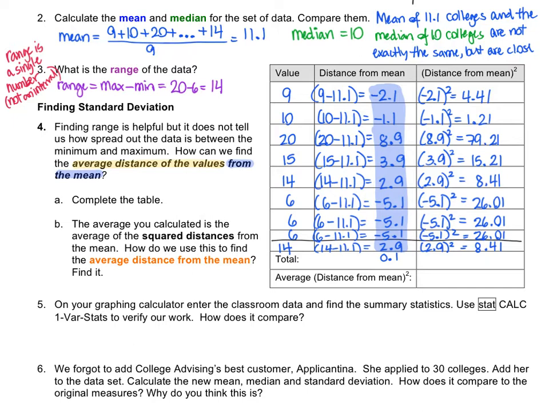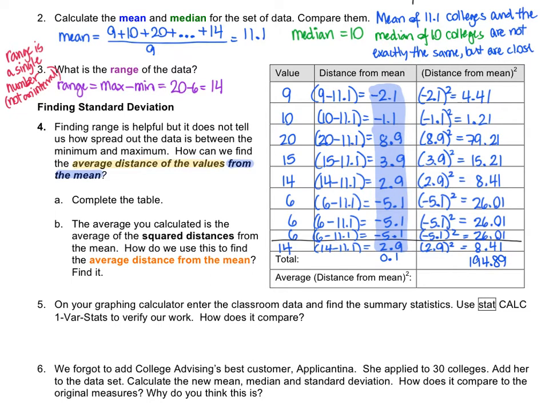So the way we deal with it is we square the distance from the mean, and then we're going to add all of those numbers together. Notice the reason that we did that is because they're all positive now. So let's add those numbers together. We end up with a total of 194.89, the total of the squared distances from the mean.